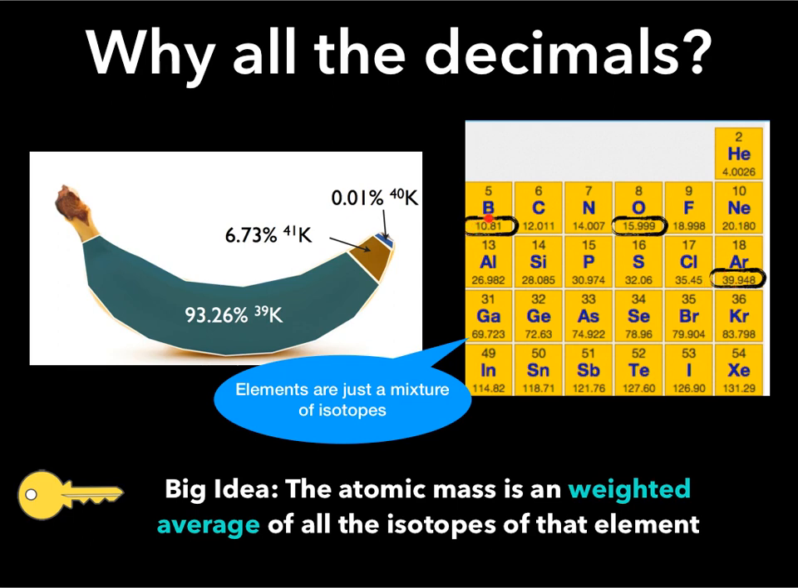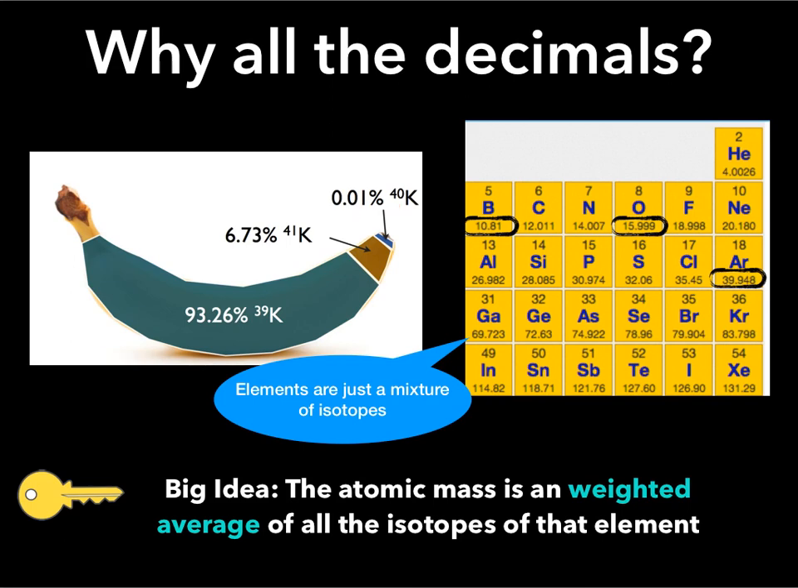These decimals are just elements being mixtures of isotopes. If you take a look at this picture of this banana, this is potassium. These are the common isotopes of potassium. You can see 93% of the potassium comes from this isotope, 6.73% comes from potassium 41, and then very little comes from potassium 40.